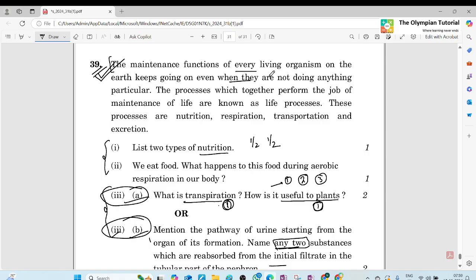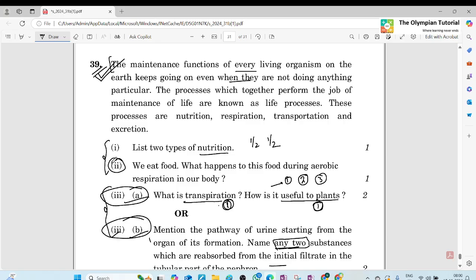Can you hear me, students? Ma'am, heterotrophic nutrition and... heterotrophic and... ma'am, I'm not able to recollect the word. Okay, okay. Tanya, you let me know. Ma'am, autotrophic nutrition. Autotrophic and heterotrophic nutrition. Very good. Second. Tanya, read second.